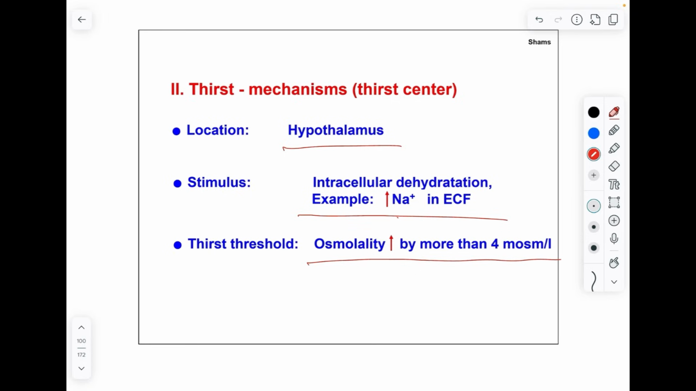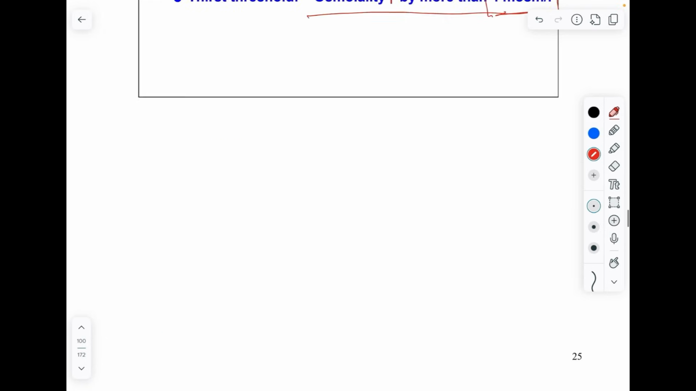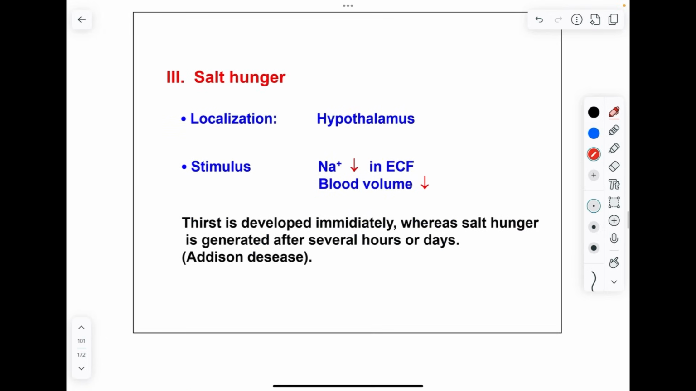Why? Imagine if it was instantly activated. That means if you drink water, every 2 minutes you will feel, oh, I'm thirsty, and you will go drink water, and I'm thirsty. It will be a torture. Subhanallah, we have the threshold. It's not activated unless we reach this threshold. 4 milliosmol difference. Salt hunger, also hypothalamus.